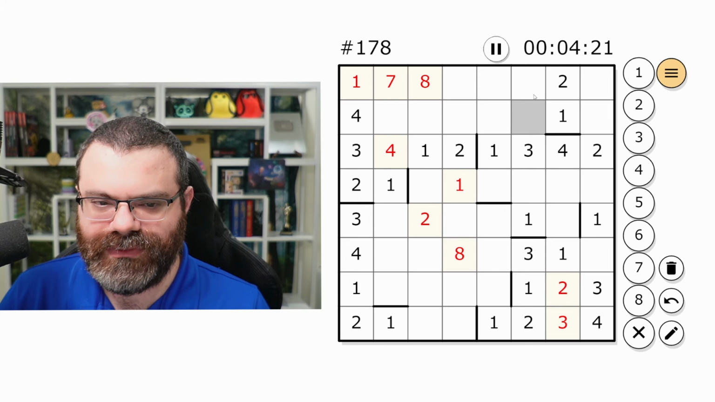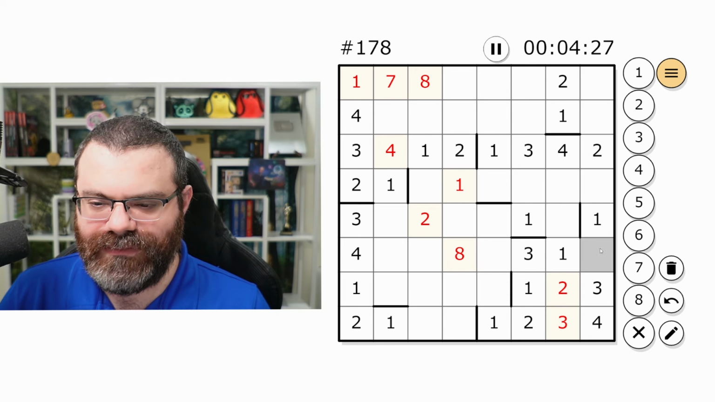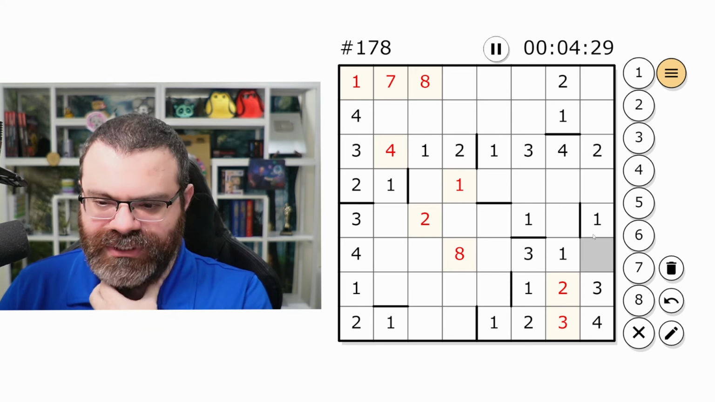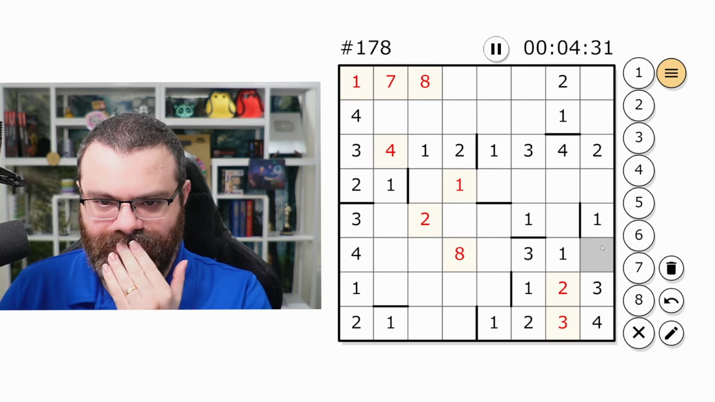So this can be 2, this can be 2. Here we need 5 and 6. I don't think we can resolve that. What do we need here? We have 1, 2, 3, 4. We need 5, 6, 7, 8.